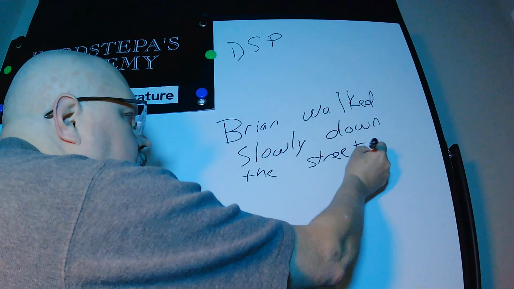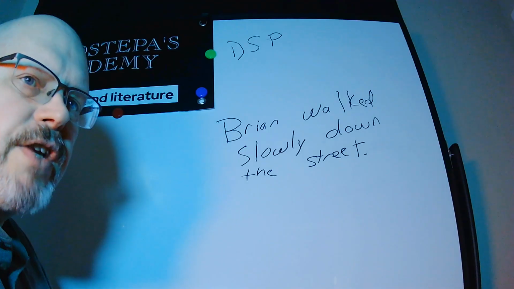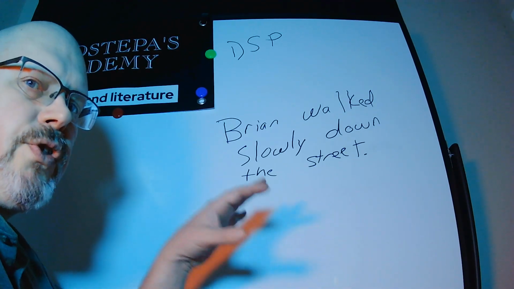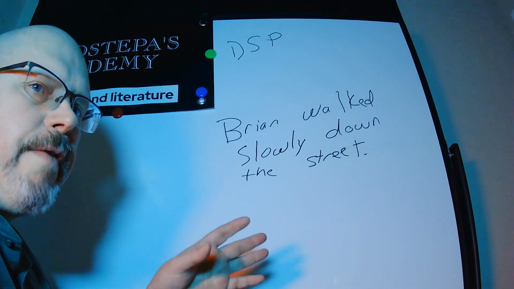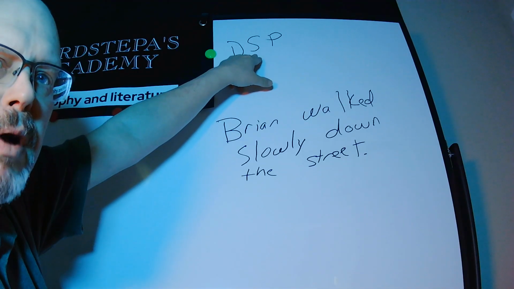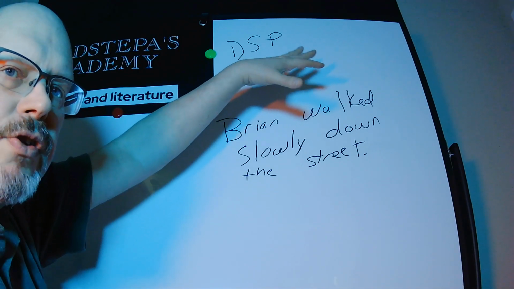Okay. We have the sentence, Brian walked slowly down the street. And I apologize for my handwriting. My handwriting has always been terrible. But when you're looking at all these words, you have to know what words you could ignore at first. Now, this is still just a subject-predicate sentence, but we have some modifiers. We have an adverb and we have a prepositional phrase.